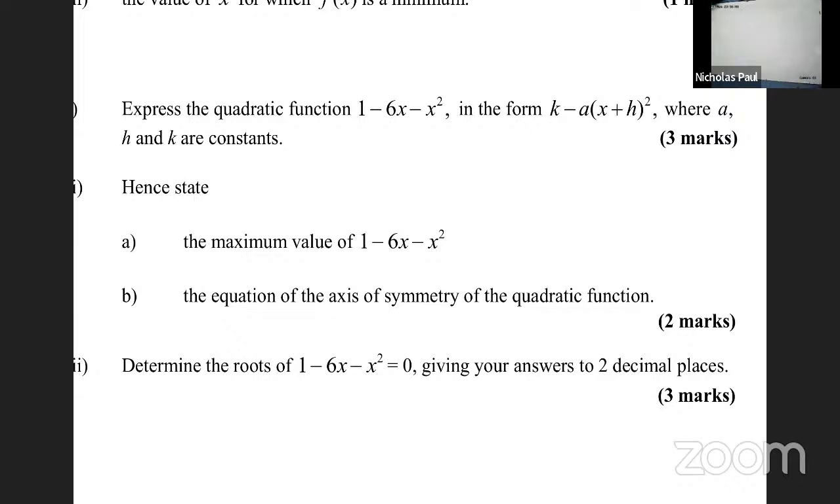Just to make sure that you all started correctly. A is how much here? Minus 1, right? So ideally, you all should have written it like this: minus x squared minus 6x plus 1. Right? So you don't make any mistakes. So A is minus 1, B is minus 6, and C is positive 1.